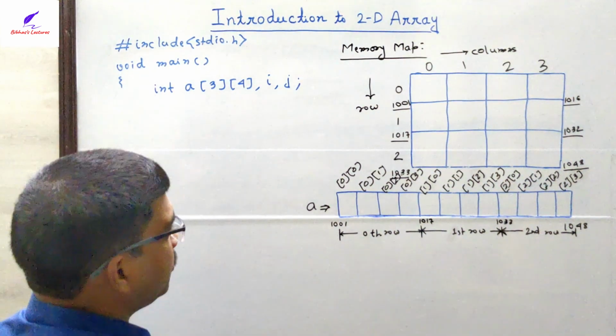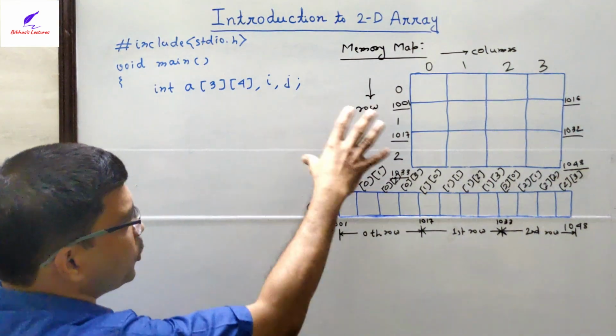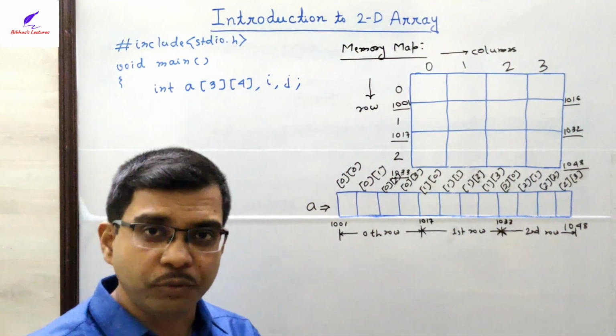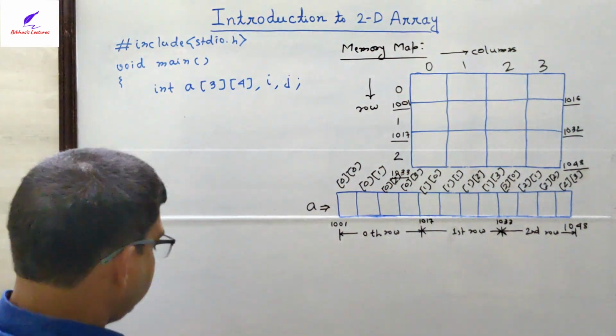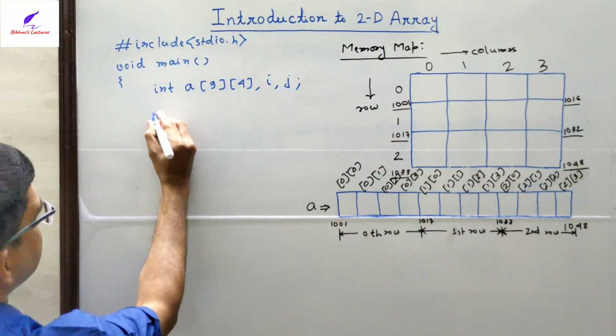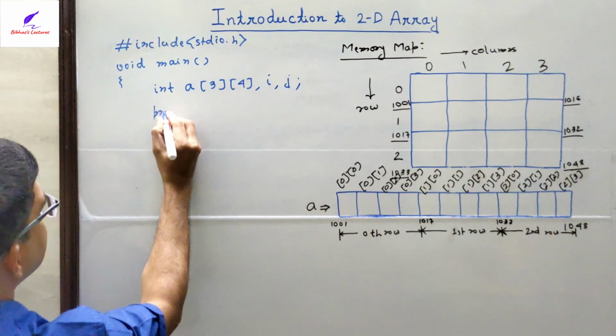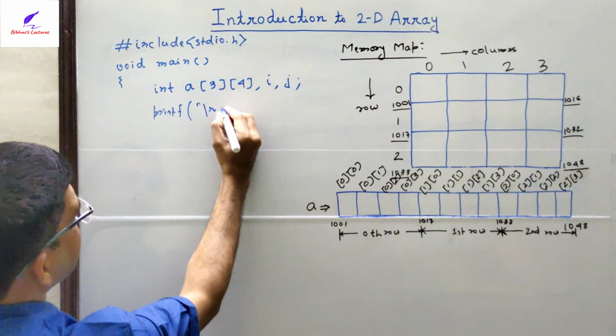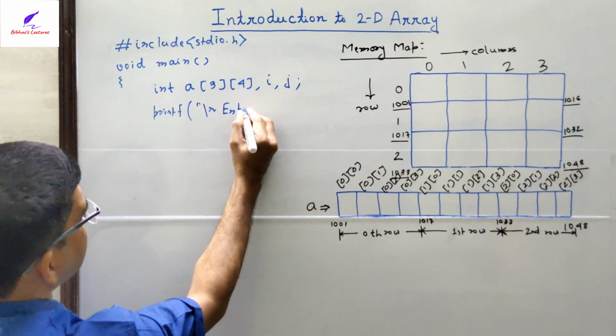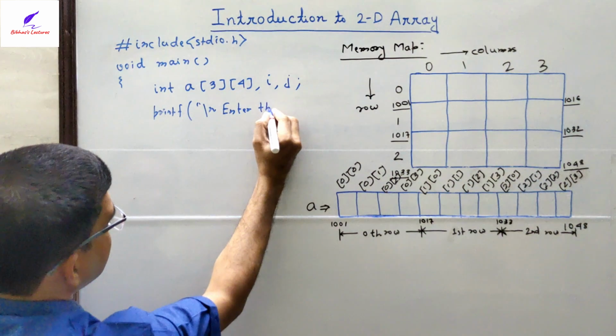Now after doing this memory map, we are going to take the values from the user. First we will call the printf statement to print a message on the output screen for the user: enter the elements into the 2D array.